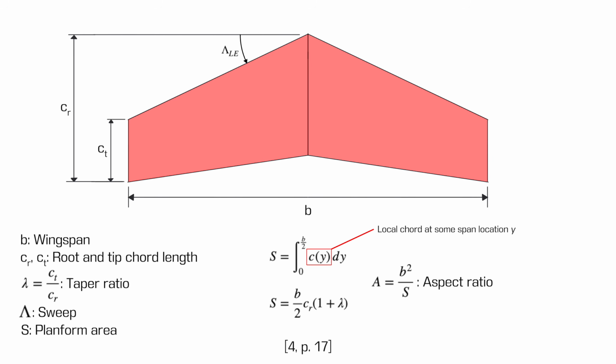The aspect ratio is calculated as the square of the wingspan divided by the planform area and is a measure of the slenderness of the wings. Long and narrow wings will have high aspect ratios, and short and stubby wings will have low aspect ratios.